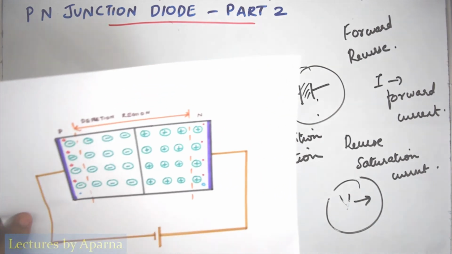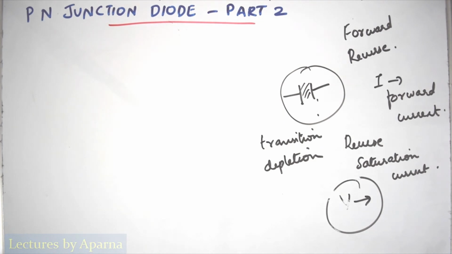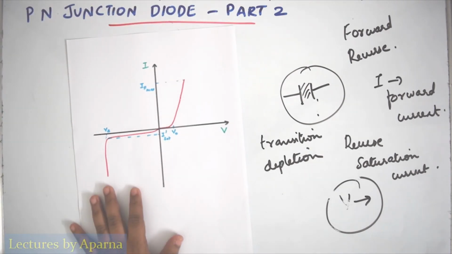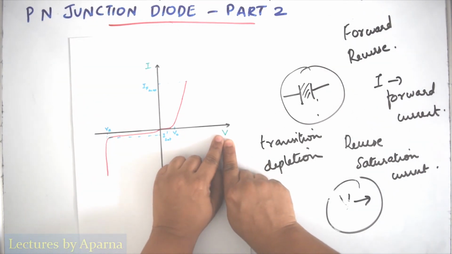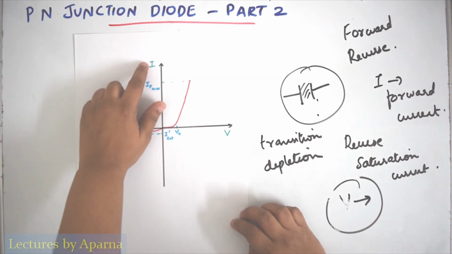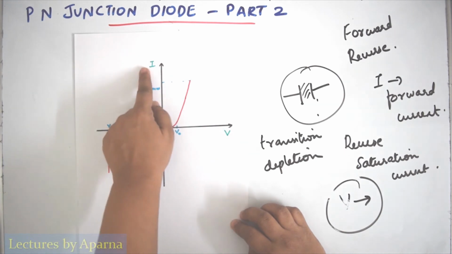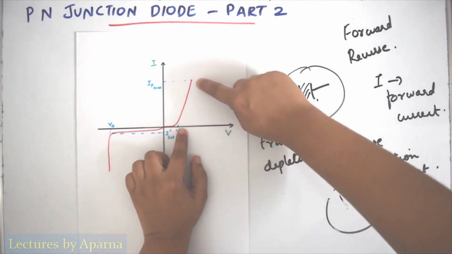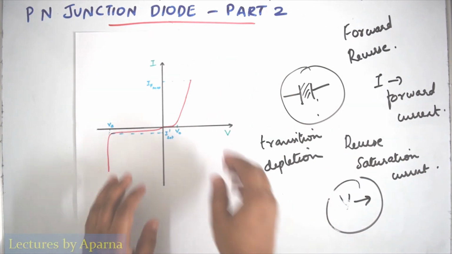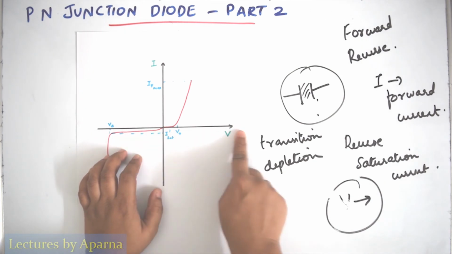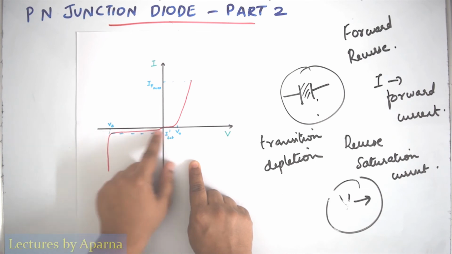Now let's see the VI characteristics of PN junction. VI characteristic means it is a graph that is drawn between the voltage that is applied across the terminals of the PN junction and the current flowing through the diode. So this graph gives the value of current at any value of voltage. Okay. So this positive value of V is the forward bias condition, and this negative value of V is the reverse bias condition.